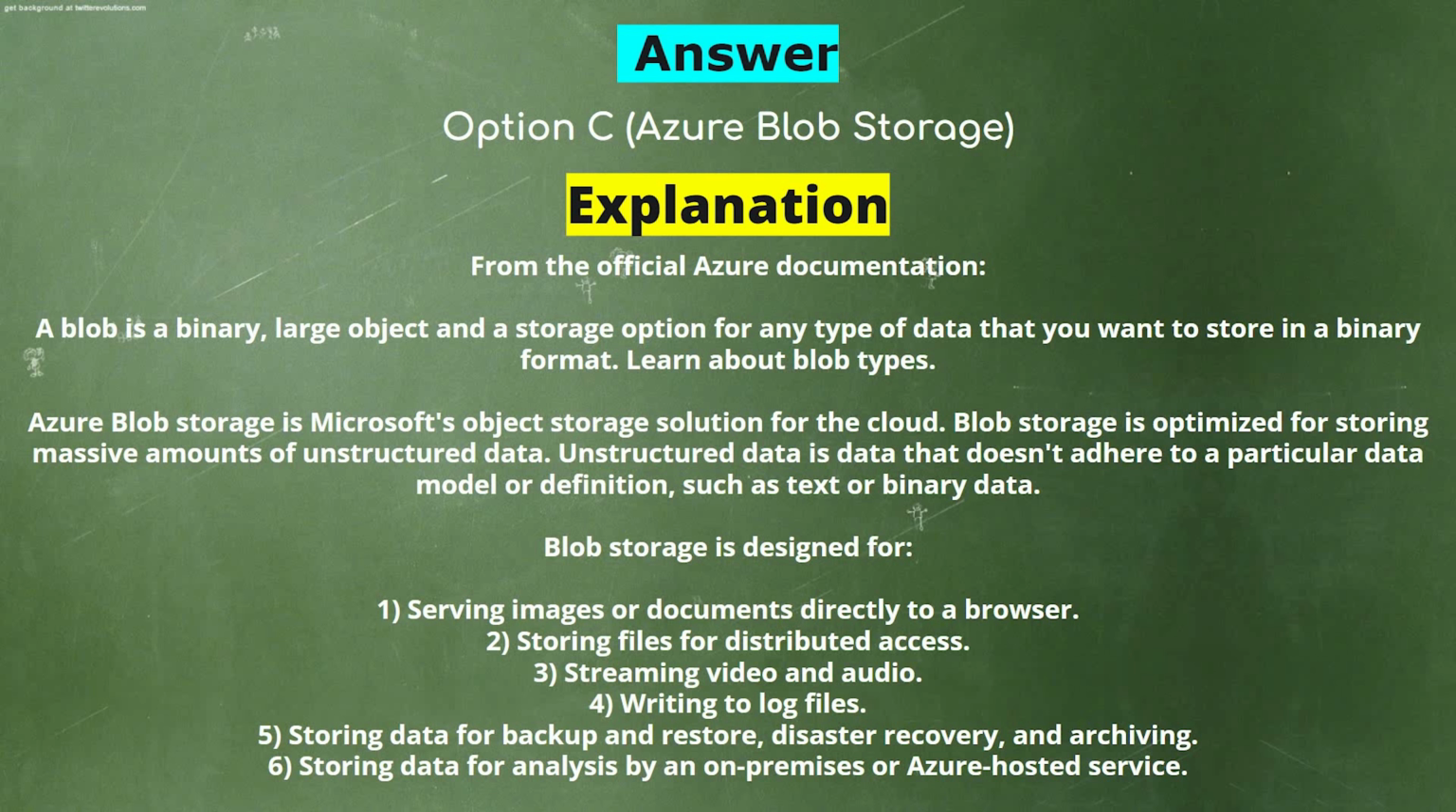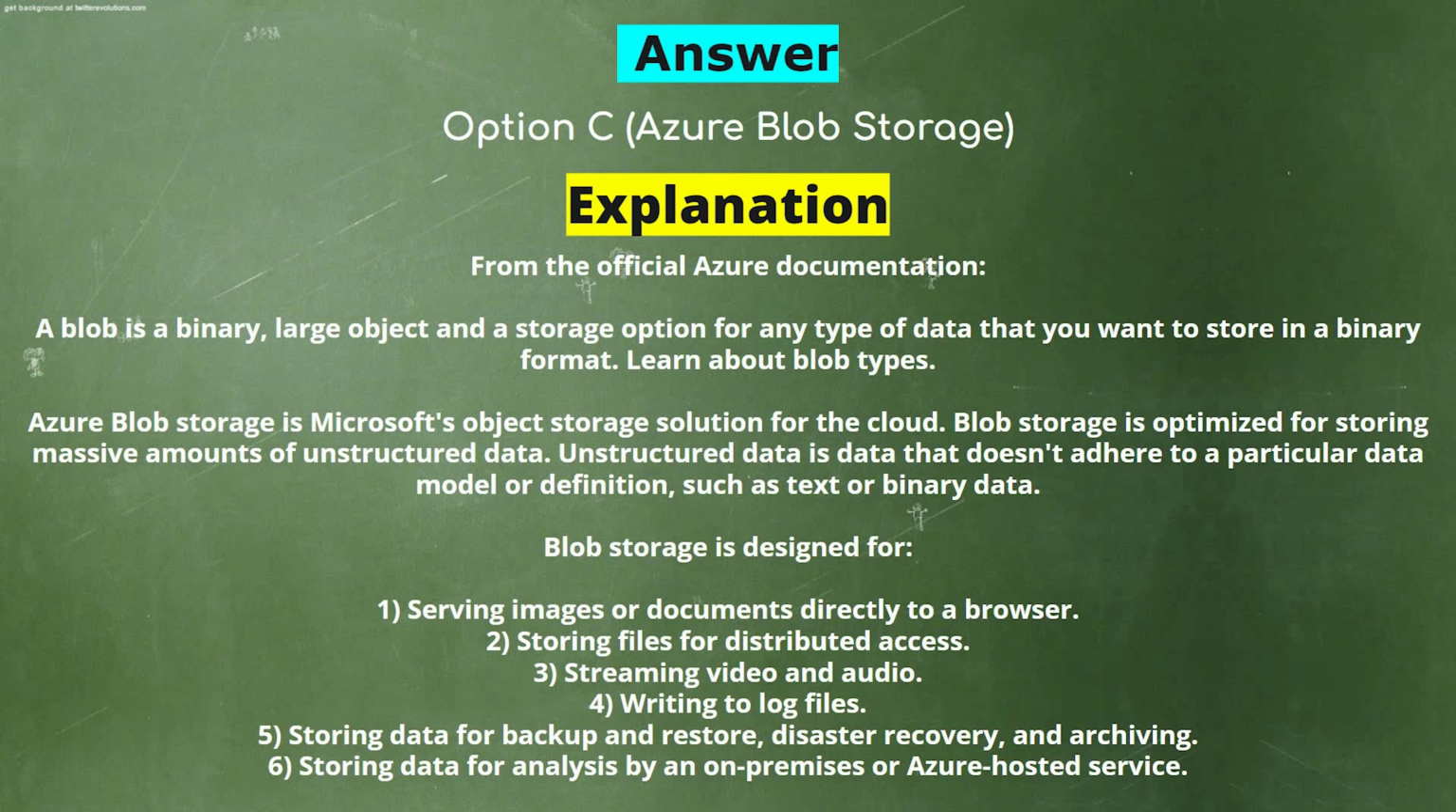Blob storage is designed for number 1, serving images or documents directly to a browser. Number 2, storing files for distributed access. Number 3, streaming video and audio. Number 4, writing to log files. Number 5, storing data for backup and restore, disaster recovery and archiving. Number 6, storing data for analysis by an on-premises or Azure-hosted service.